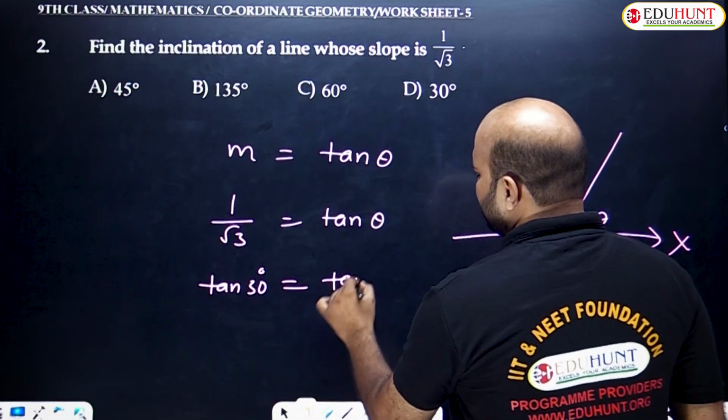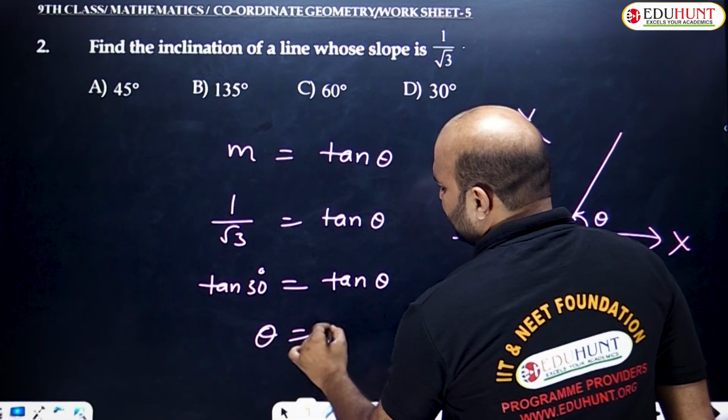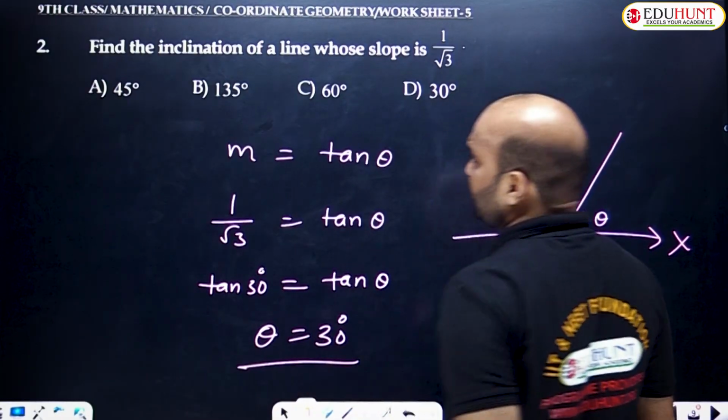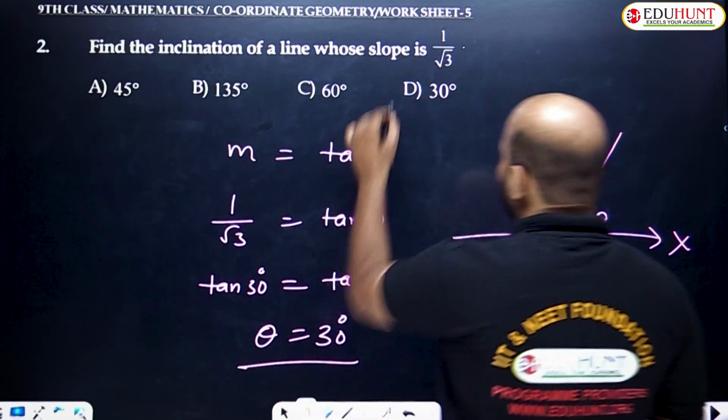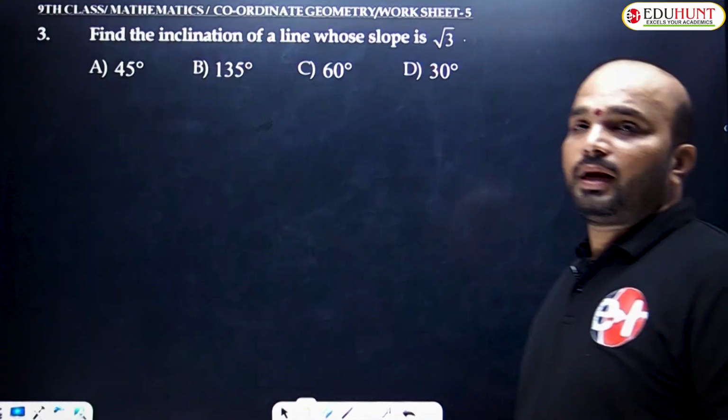So 1 by root 3 equals tan theta. Here theta value is 30 degree. Here theta stands for what? Inclination. So 30 degree. Which option is the right answer? Option D is the right answer. Let's go to question number 3.